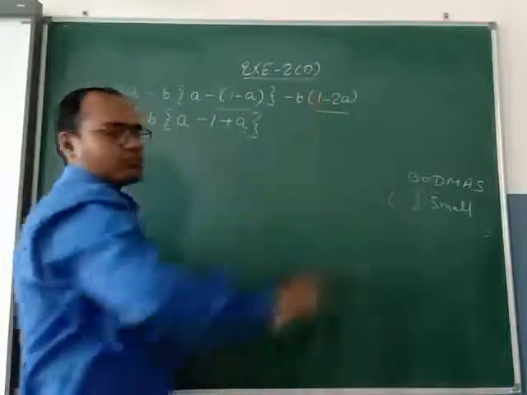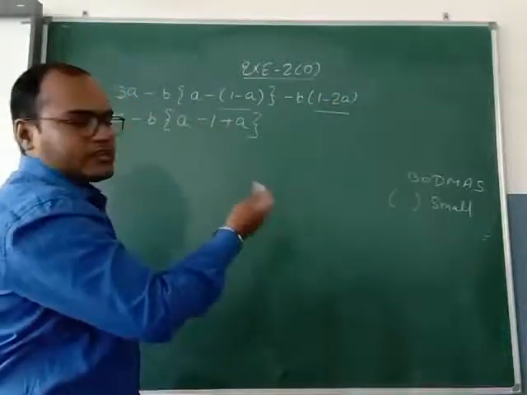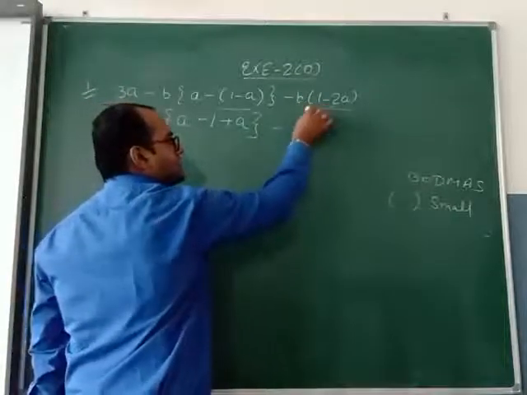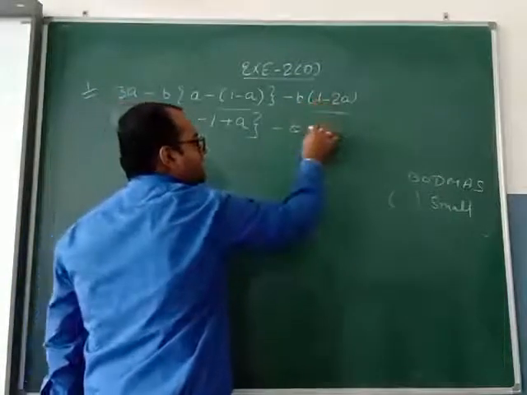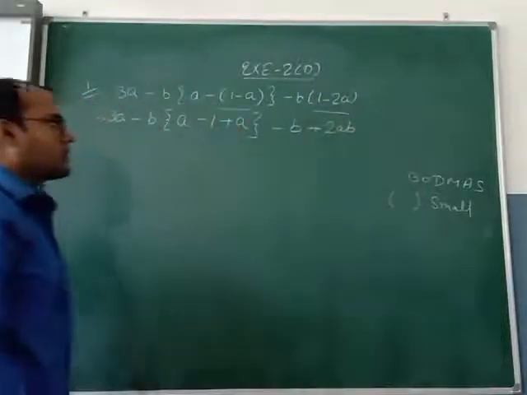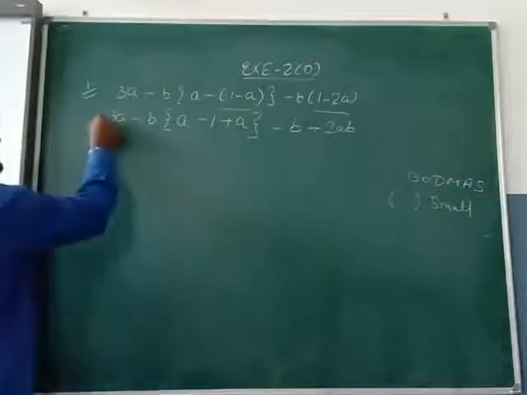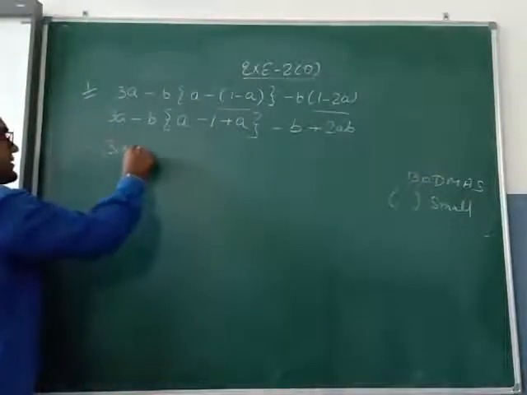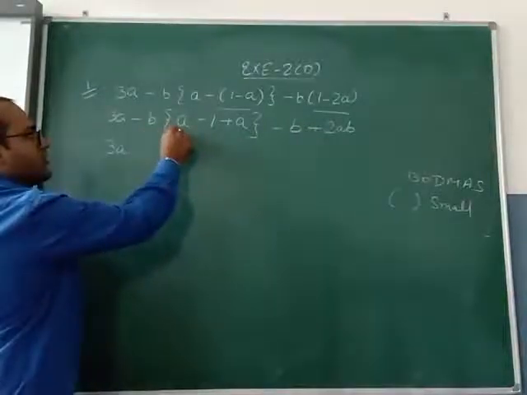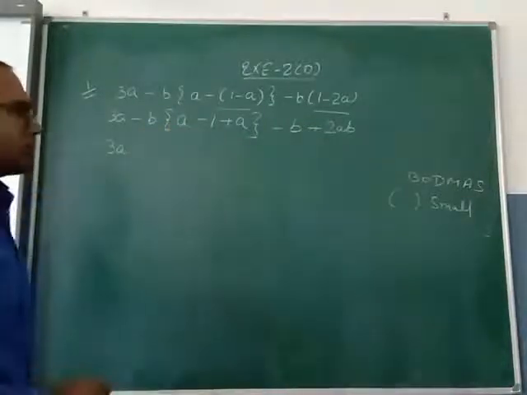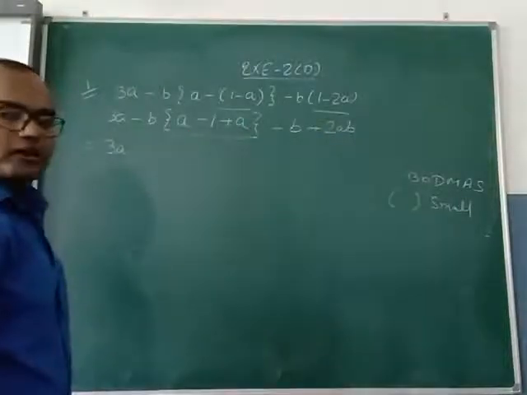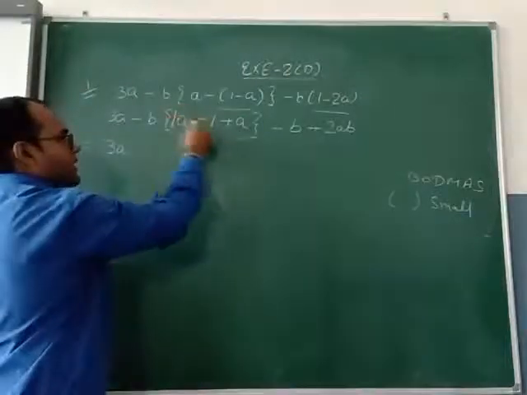Now we have to remove this small bracket again. Outside the bracket minus b is written. So minus plus minus b times 1 gives b, and minus and minus plus b times 2a will be 2ab. Now in the next step, 3a we write as it is, minus b. Inside the curly bracket, first of all we will solve. Two terms are like: this is 1a, this is also 1a.